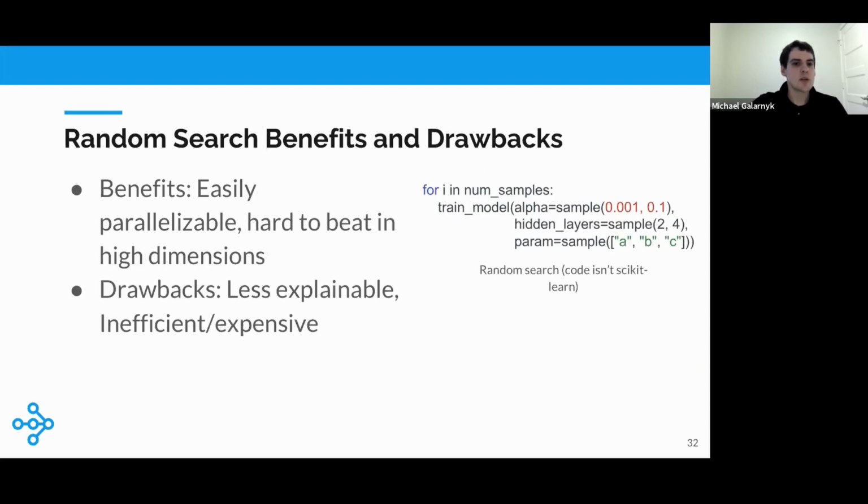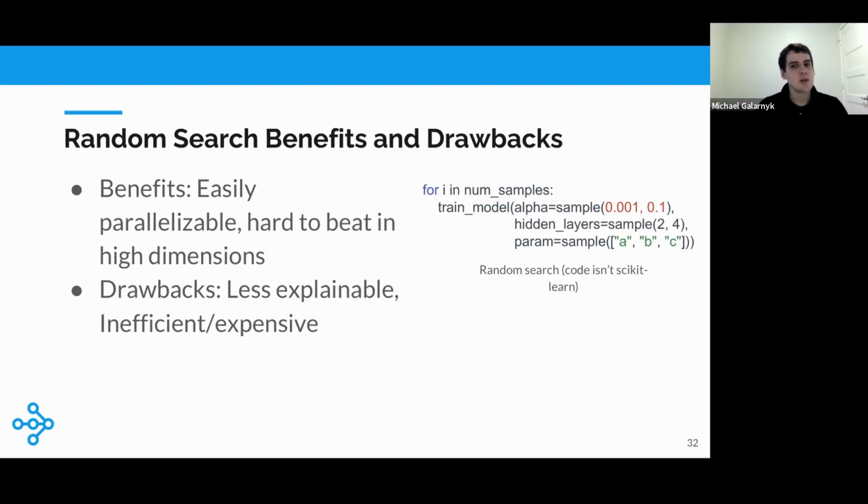So as far as random search, it's sampling. The idea with sampling is you're not really testing every possible evaluation in your data set. There are a lot of advantages to random search. One of them is that it's really easy to parallelize, similar to grid search. It's also hard to be in high dimensions.